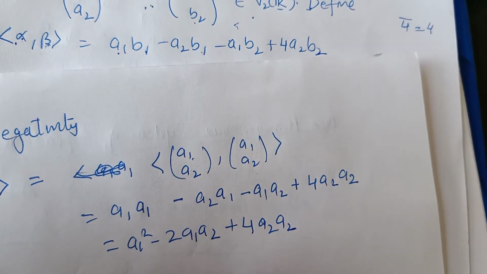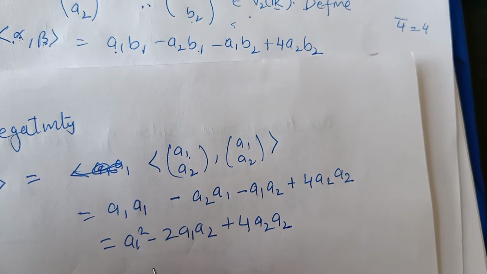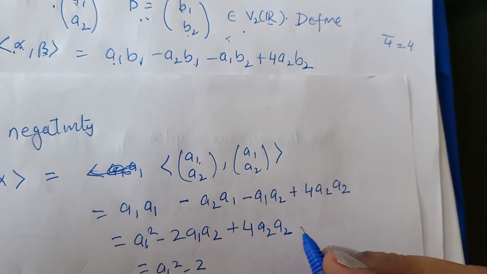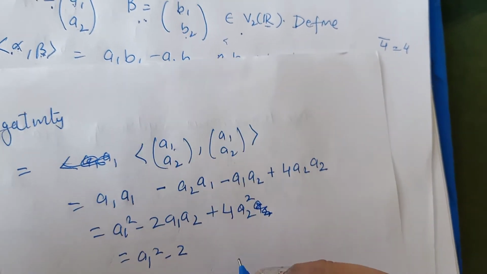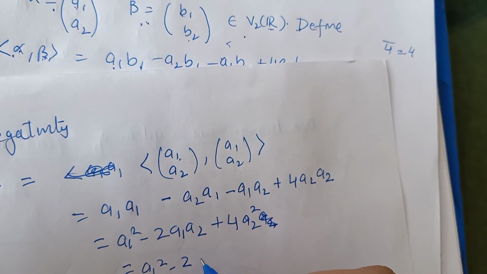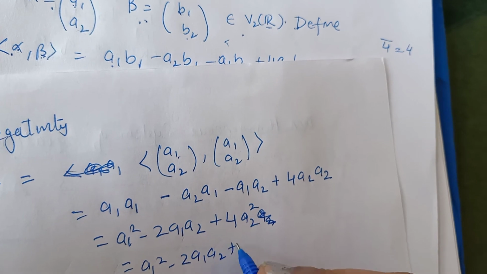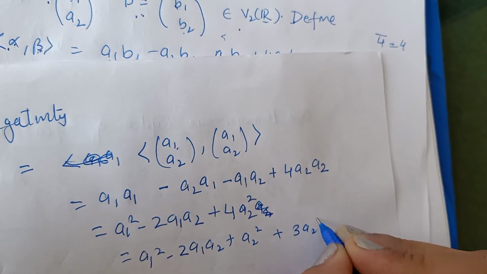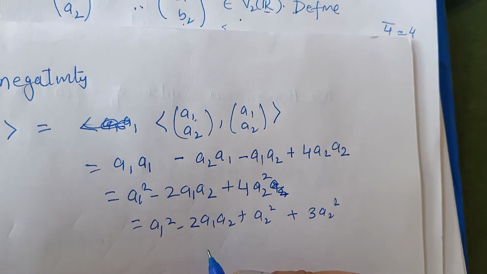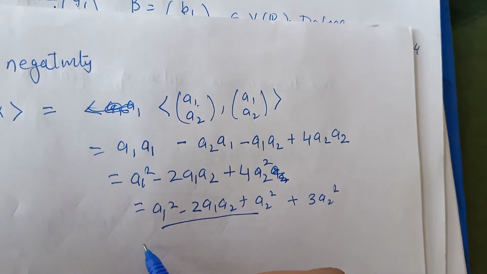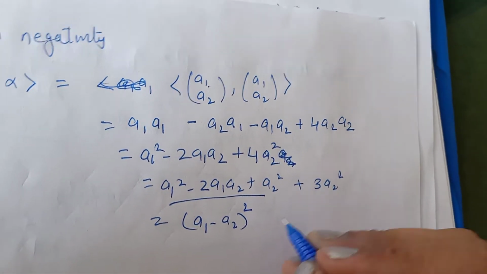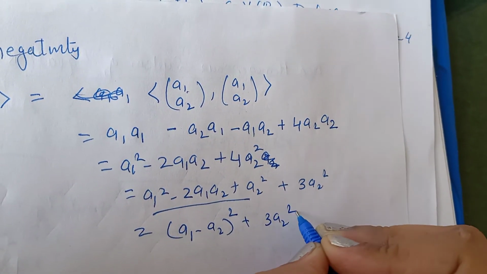So combining this, we will obtain a1 square minus, sorry, a2 a2, can I write it as a2 square only? So this is minus 2 a1 a2. I'm writing this as a2 square and plus 3 a2 square. Can I write this 4 a2 square like this? Now look at this term. Isn't it a1 minus a2 whole square? And this is 3 a2 square.